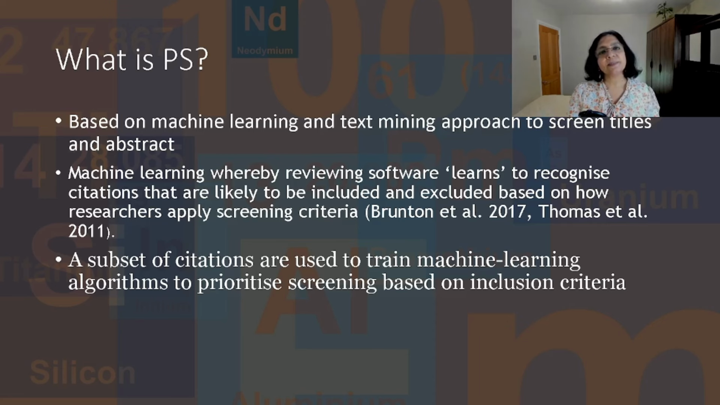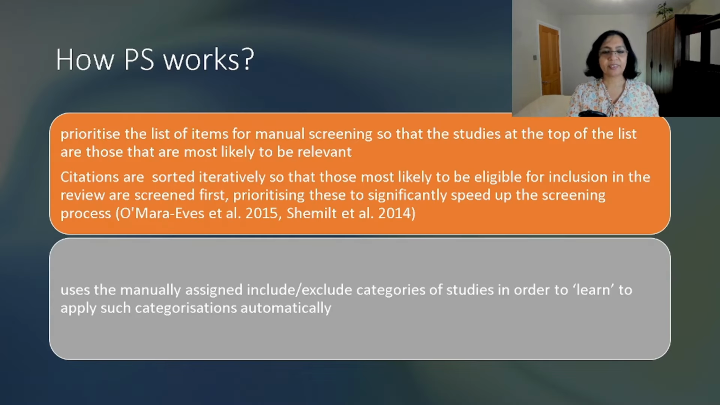So how does the machine learning approach help? It helps the reviewing software to learn to recognize citations that are likely to be included and excluded, based on how researchers apply the screening criteria. We need to train the machine learning algorithms using a subset of citations, and then these algorithms are used to prioritize screening based on inclusion criteria.